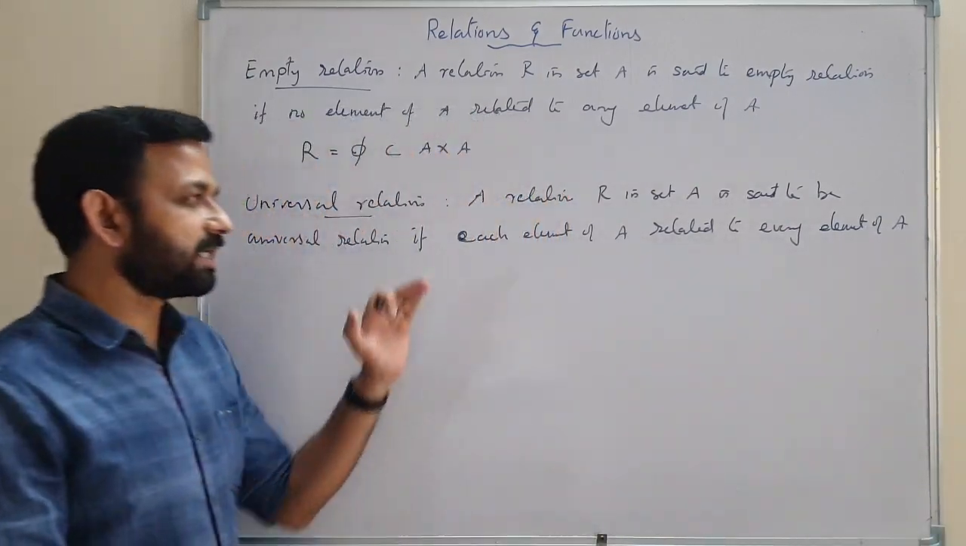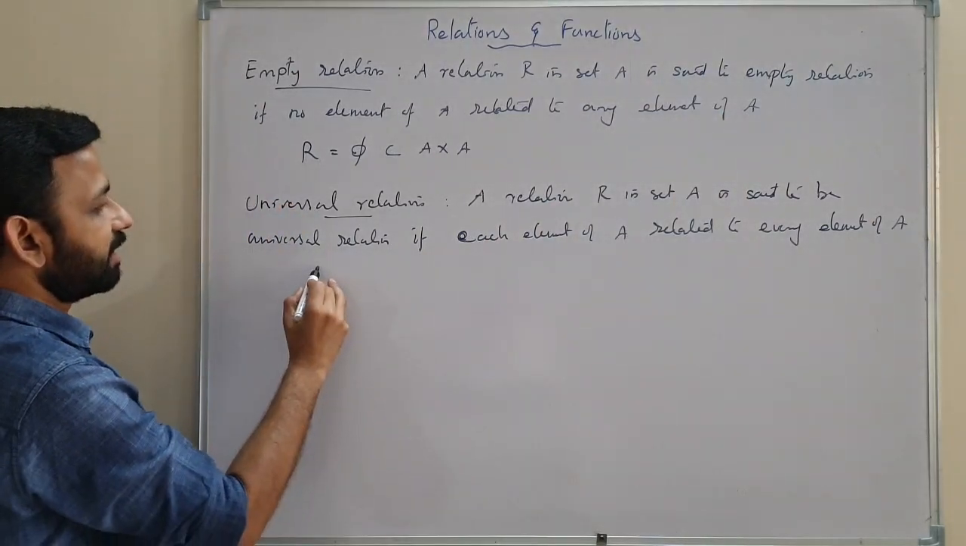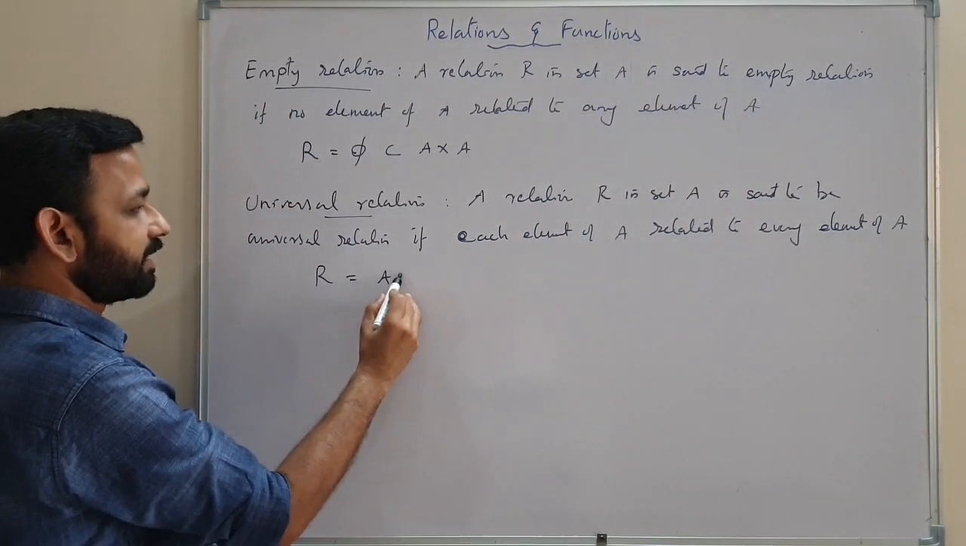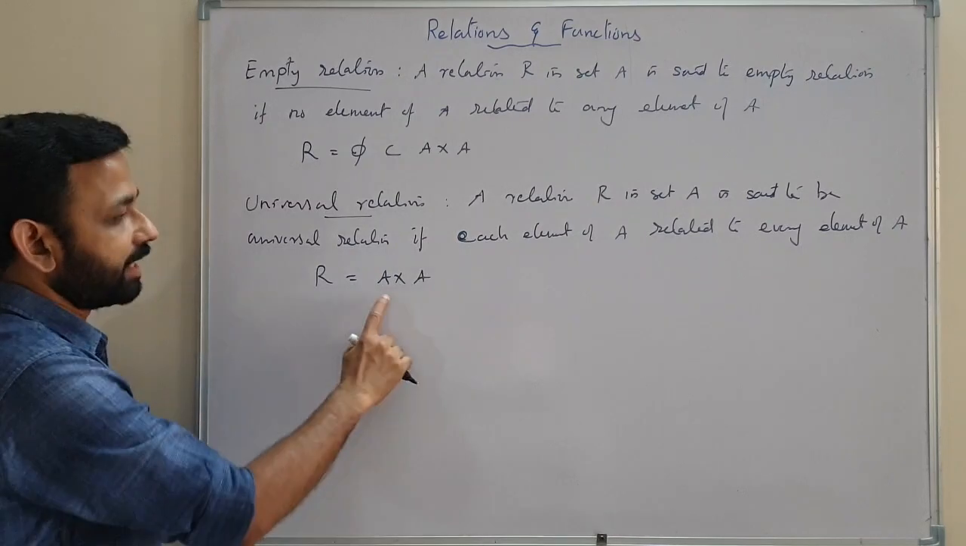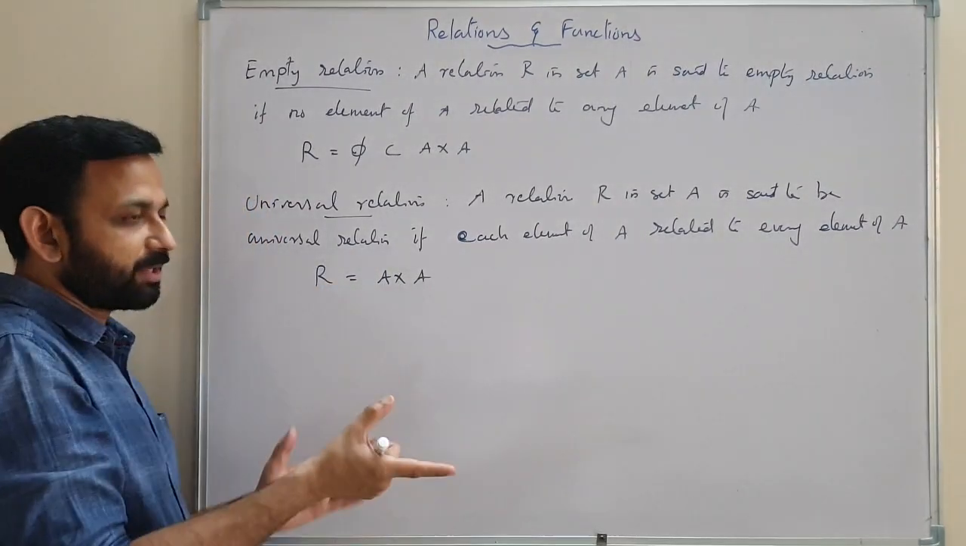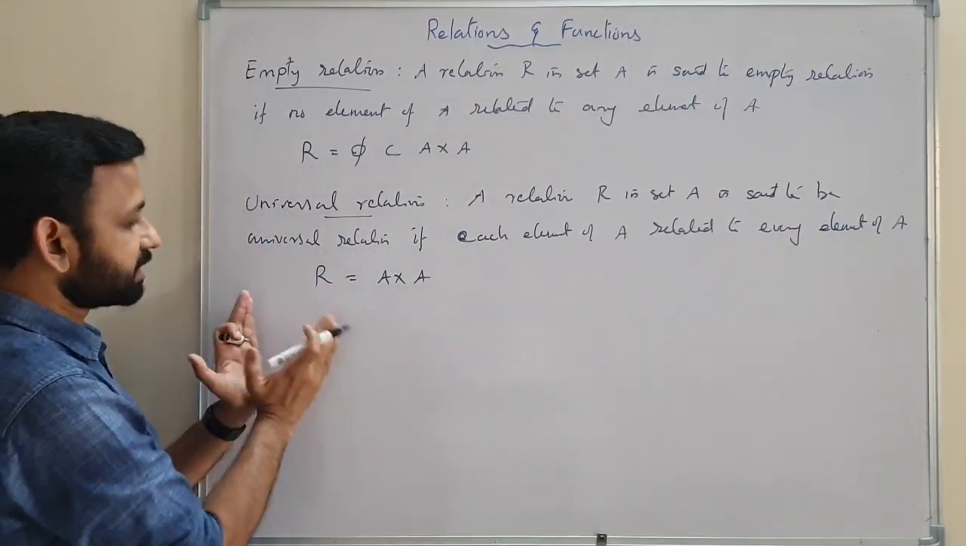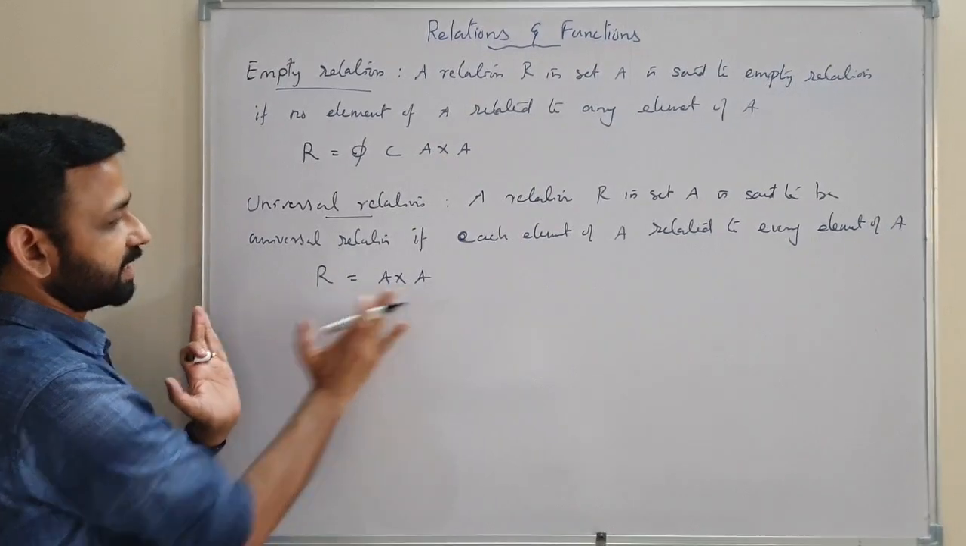So here each element of A is related to every element of A. So R is equal to A cross A. A cross A is a subset of A cross A. Here each element of A is related to every element of A. So the relation and A cross A are both the same here.